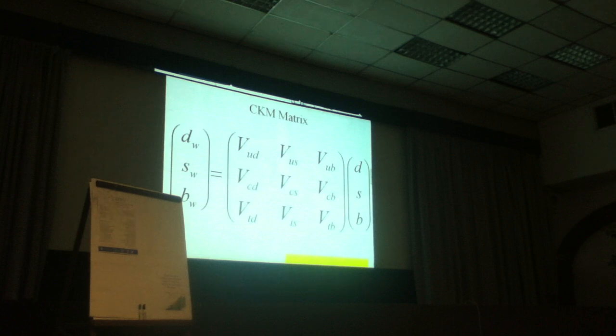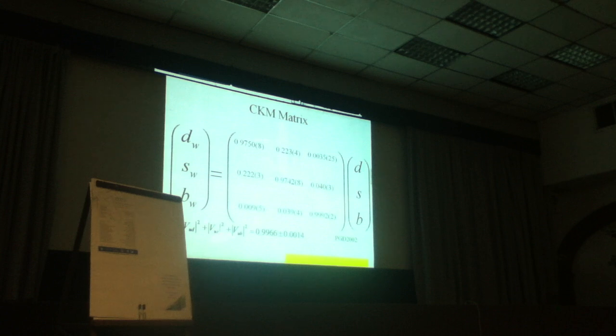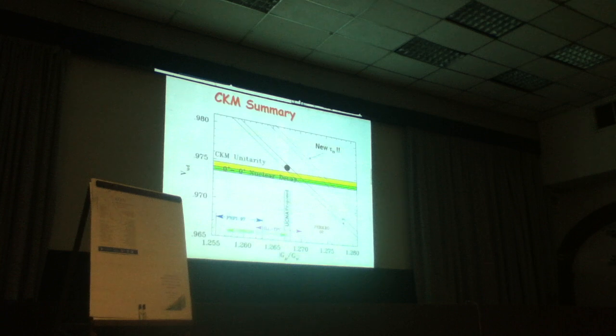So the status of this CKM matrix around the year 2002, there was a claim that the sum of the first row of this matrix should deviate from 1. But later on, a more careful experimental analysis went on, mostly fixing the amplitude of V_us. So from the kaon decay system, they corrected the number and now bring the CKM unitarity to be consistent with 1. So this one problem seems to be solved.